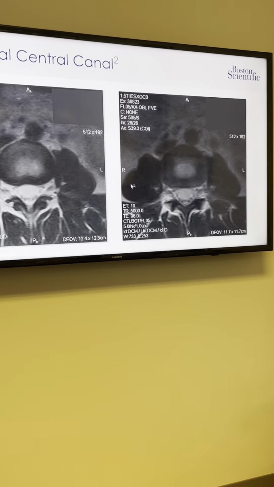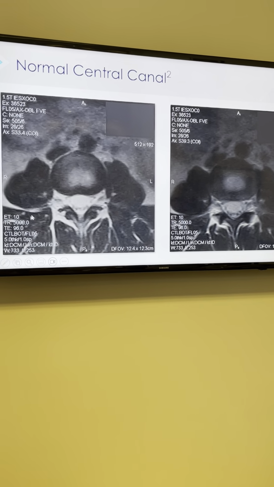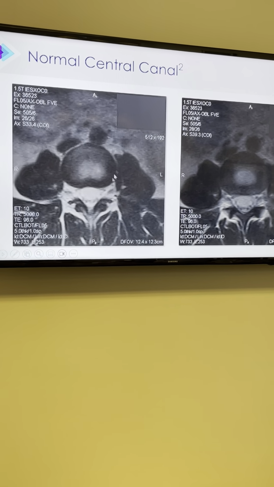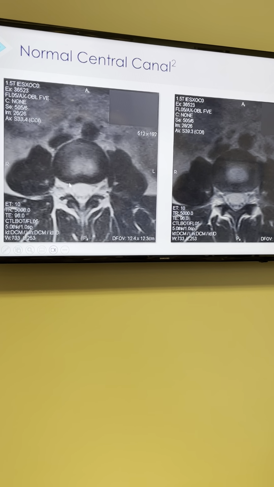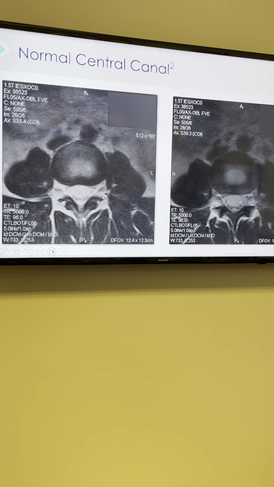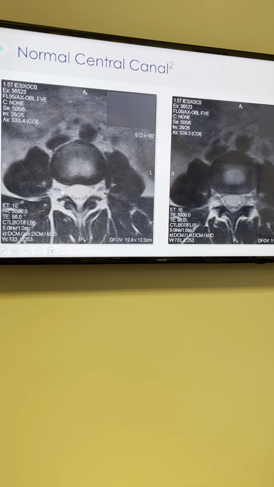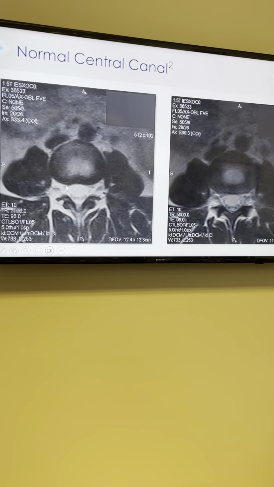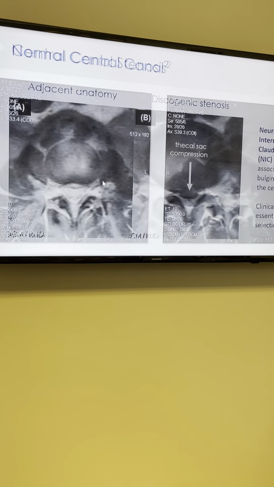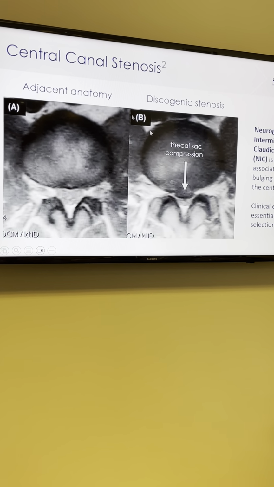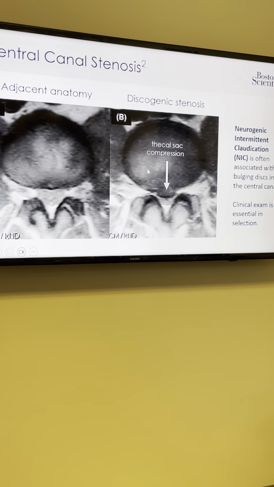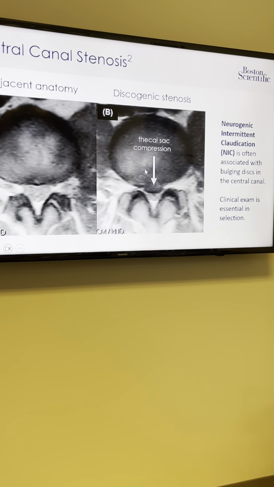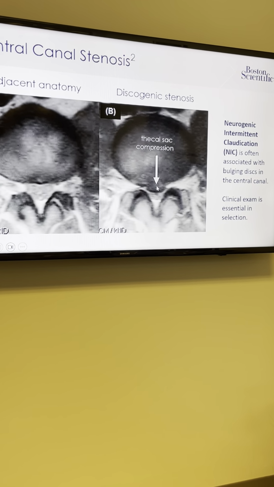Okay, so central stenosis. A normal canal: kidney bean shaped disc, still has a concavity, nice open canal. I usually tell patients it's kind of like an ovoid triangle, and then really good foraminal pathway on the sides. Now, there are obviously different sources of spinal stenosis, and in this case it's a discogenic cause, because there's a centralized disc herniation causing pretty significant stenosis here.